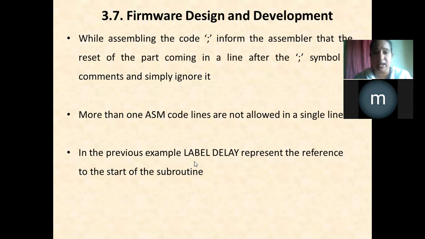In the previous example, the label delay represents the reference to the start of the subroutine. The labels are also used to indicate the starting of subroutines. Yes or no? So here the semicolon is the threshold, you can say. After the symbol semicolon, whatever you write in that line of assembly level code won't be considered by the assembler. The assembler just ignores it, so it is considered a comment.